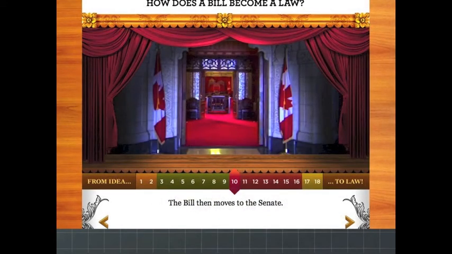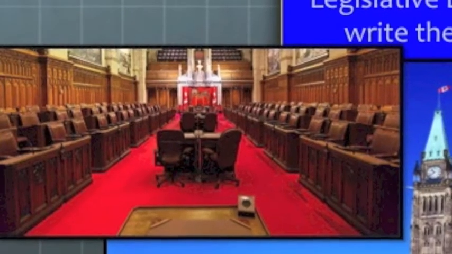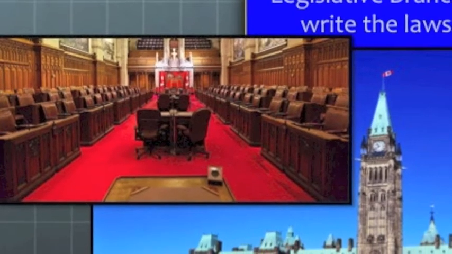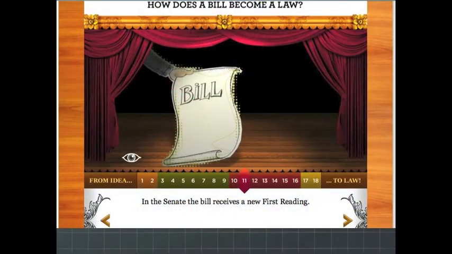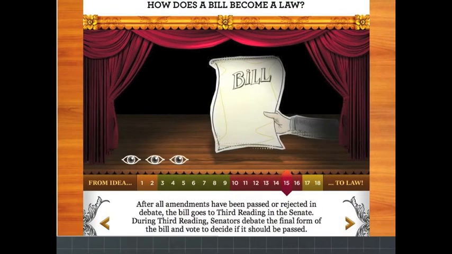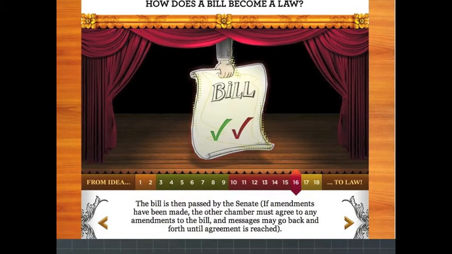Then the bill has to go through the exact same process in the Senate. Remember, the Senate was created to be the sober second thought, the legislative group that's going to take one more look at a bill to make sure it really is in the best interest of Canadians. So the Senate has the first reading, second reading, debate, committee research, and the third reading. If the Senate decides there's serious problems that need to be amended, then the bill has to go back to the House of Commons and go through the process again.